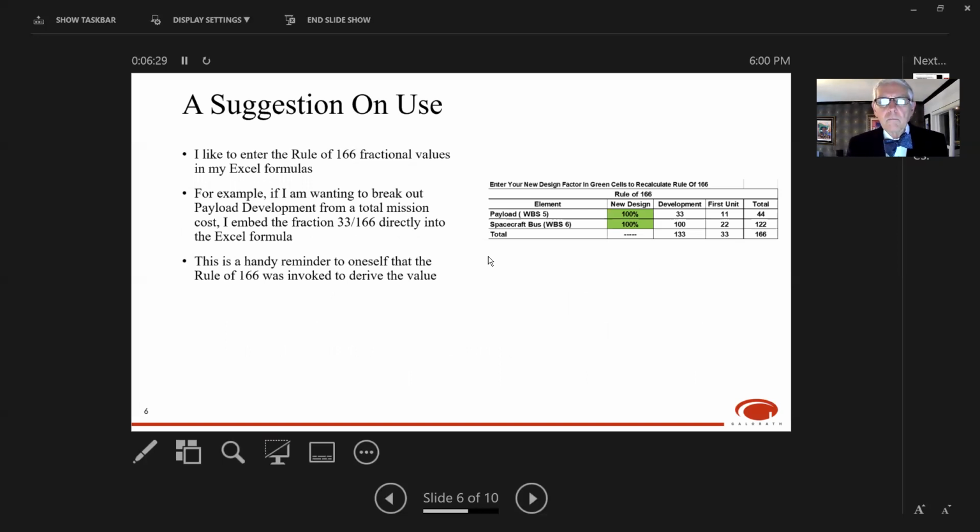Now, trivial suggestion on use, but this comes in handy. When you try to use the rule of 166, enter the fractions into your Excel spreadsheet. For example, say you have a total cost out of Wikipedia, a total cost for a mission, and you really would like to know how much of that cost was attributable to the payload development. Oh, I'll use the rule of 166. Well, if you type in that fraction, 33 over 166, instead of doing it offline on your calculator or otherwise, you'll type that fraction into your Excel spreadsheet. Then a month later or 2 months later, when you're trying to remember where did I get that number, you'll see the fraction and you'll think, oh yeah, I used that rule of 166.